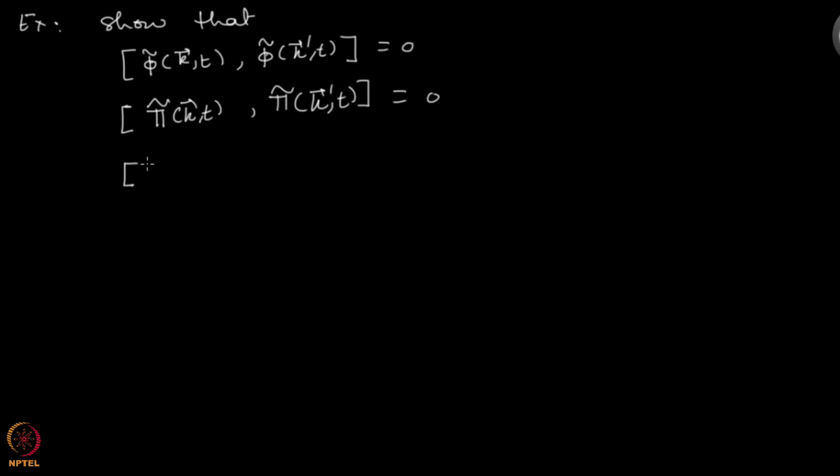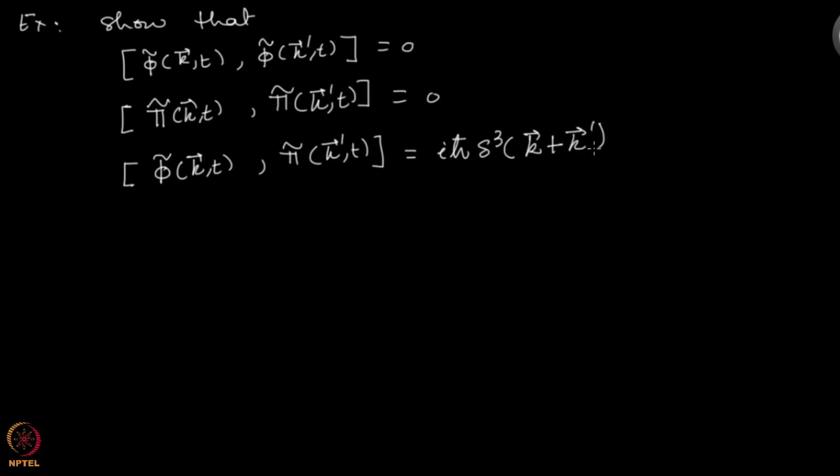And similarly, it's also easy to verify that if you take phi tilde(k, t) and pi tilde(k prime, t), you should get the following. You should get I h bar delta cube (k plus k prime). Okay, note that it's not minus k prime. When you had in terms of phi's, you had phi(x, t), pi(y, t), you had delta cube (x minus y), but here you have plus, and this should be easy to check. Maybe, okay, even though it's easy, let me just show how to do this. So I'm going to show you this one.